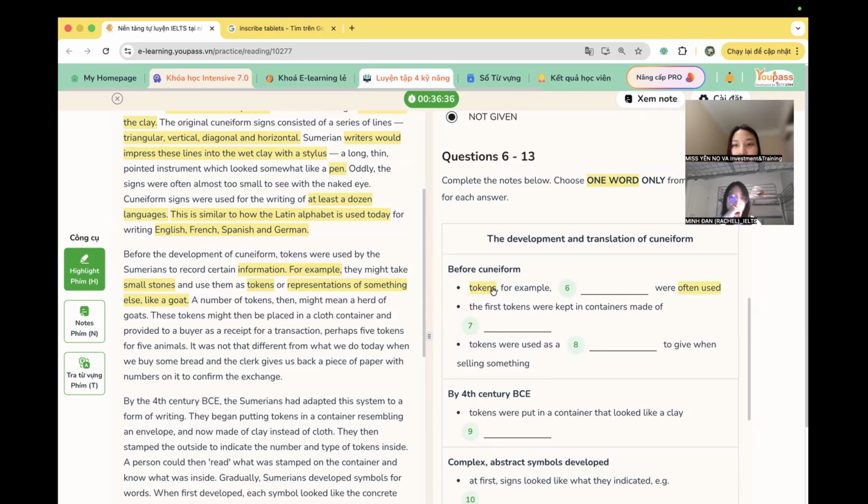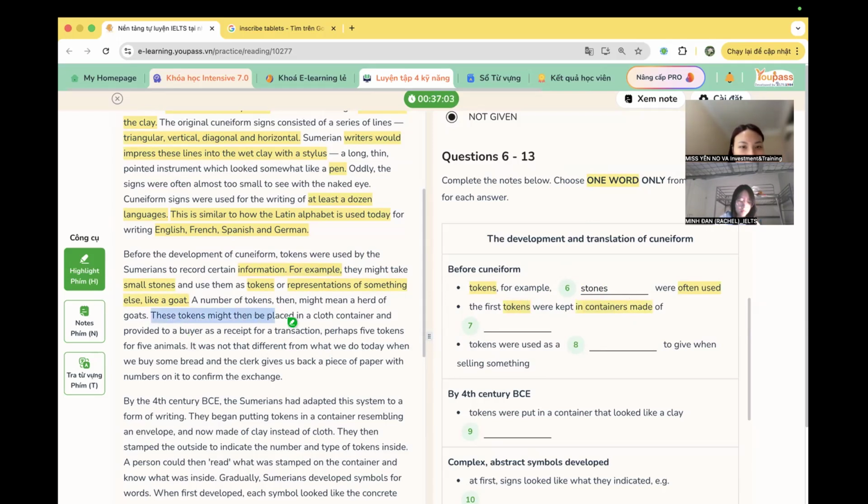Something like stones. They use stone as a token. You know, a token is like a currency, a thing that you trade for something else. The first tokens were kept in a container, and that container was made of something.